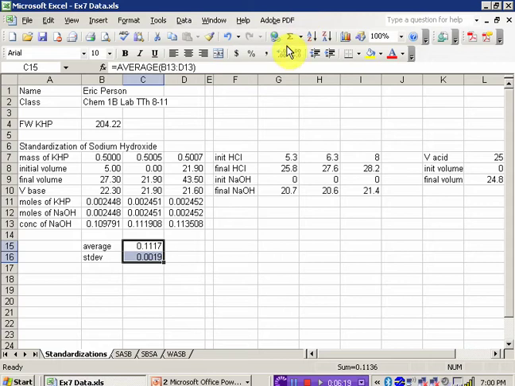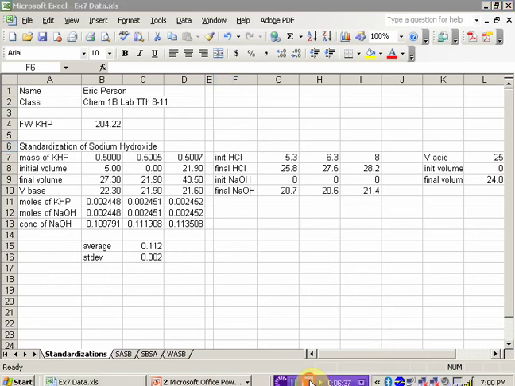I'm going to adjust the significant figures on these numbers so that they display properly, but keep in mind that Excel is keeping the entire series of numbers, and that will help us avoid rounding errors. Next, I'm going to move to calculating the concentration of the acid in our Ex7A video.